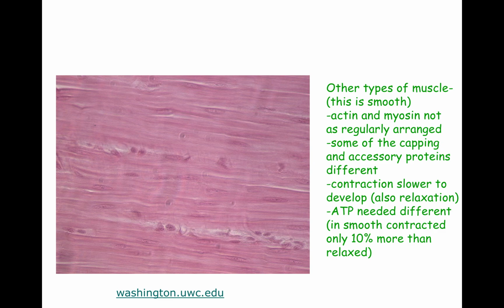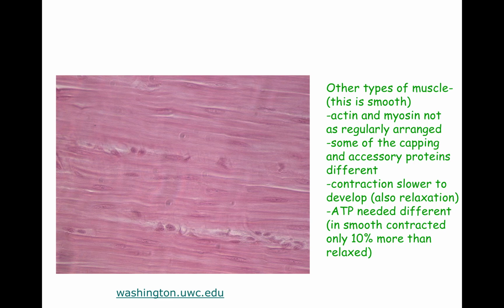So most of what is known about muscle has to do with skeletal muscle or cardiac muscle. But there are other kinds of muscle. This is a micrograph of smooth muscle. It doesn't have that regular array that you see in skeletal muscle, less so in cardiac muscle, but you still see regular array in cardiac muscle.